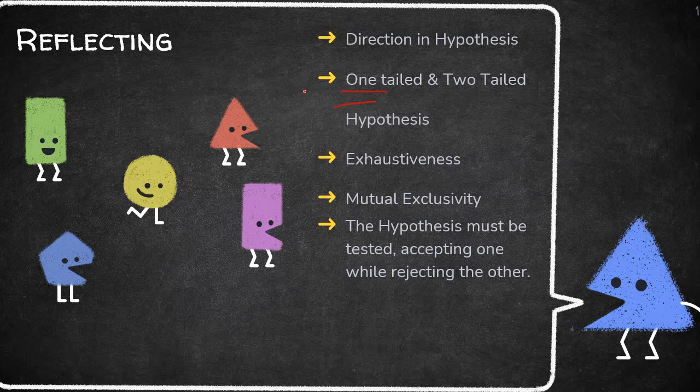Now remember the word significant change, difference, etc. You are not using any adjectives of degree like increase or decrease. And remember, the two simultaneous hypotheses are about covering the thing in entirety, exhaustiveness and mutual exclusivity. The hypothesis must be tested, accepting one while rejecting the other. This I have already discussed in the last video as well.